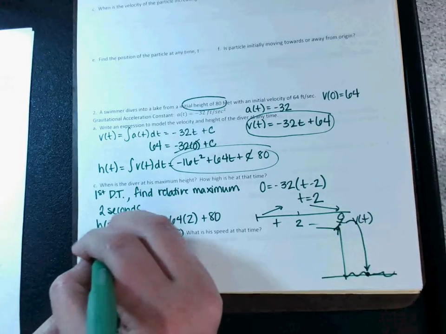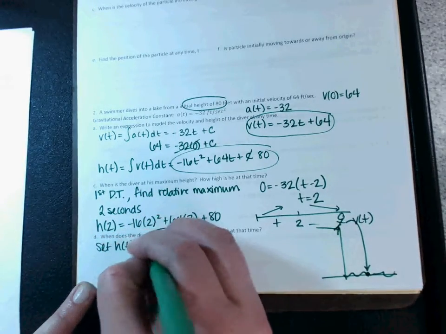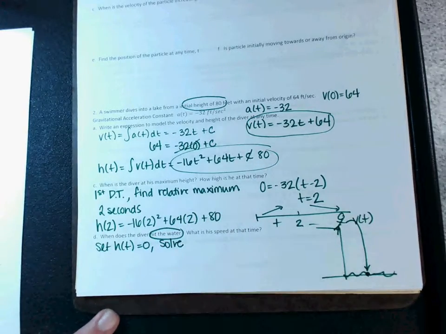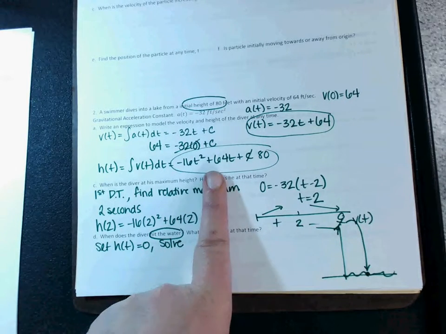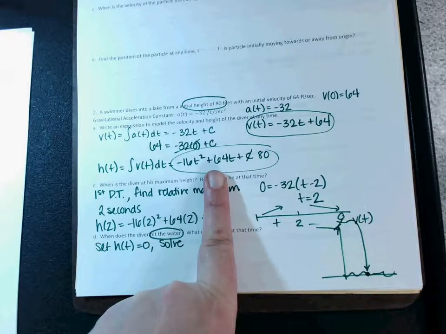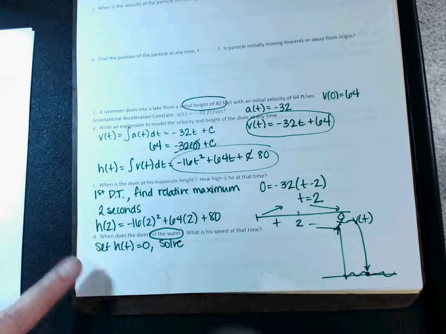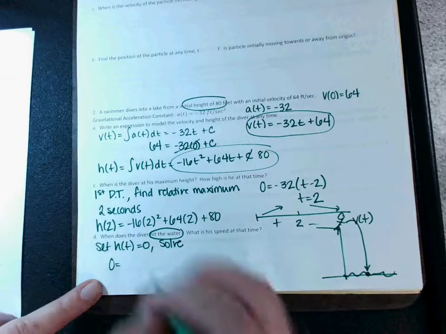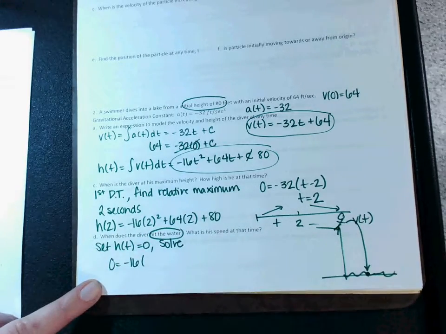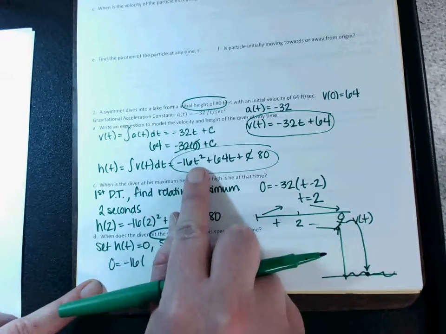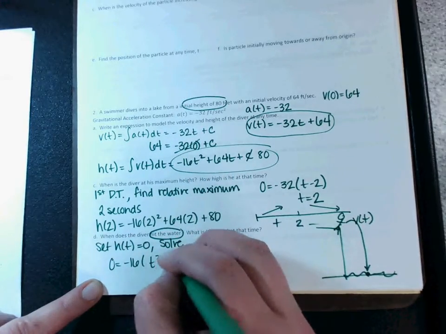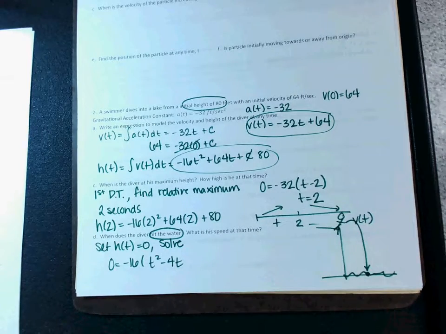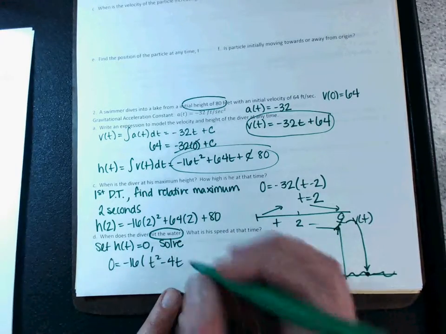So I'm going to set h of t equal to 0, and then I'm going to solve. Now notice I'm not plugging in 0. I want the y value to be 0. So if this is quadratic, you're going to have to factor to do that. What can all of those numbers divide by? Negative 16, right? So then that'd be a t squared. 64 divided by 16 is 4, but it'd be a negative 4, because I divided by a negative. And then my 80 would turn into a minus 5.